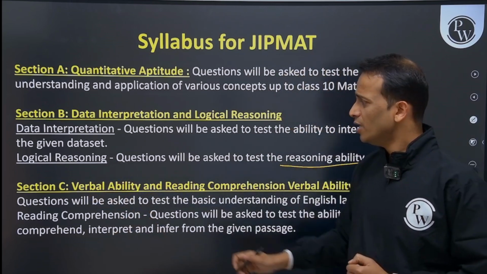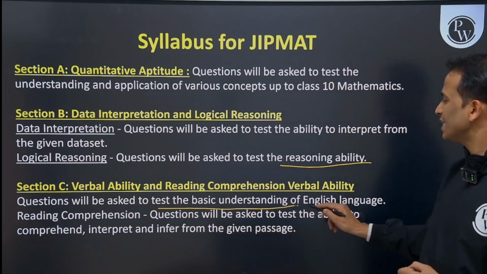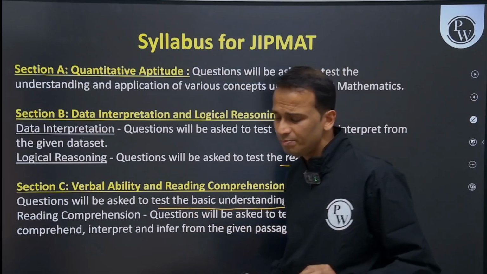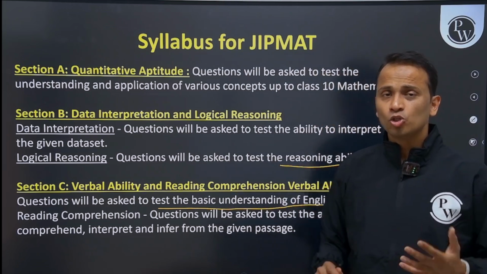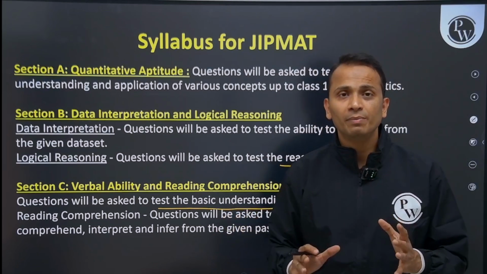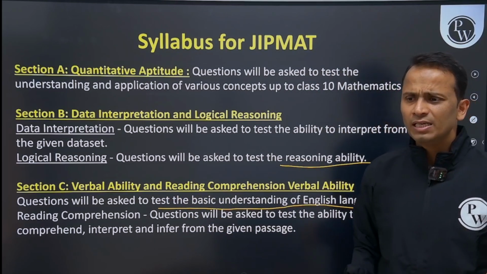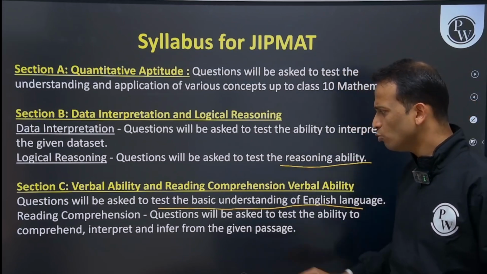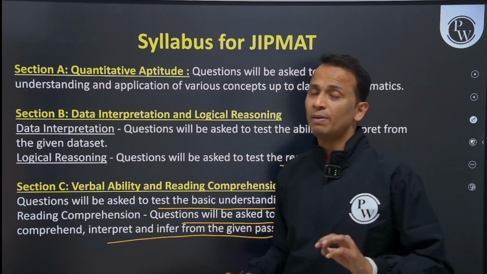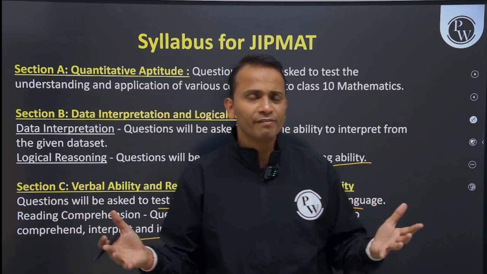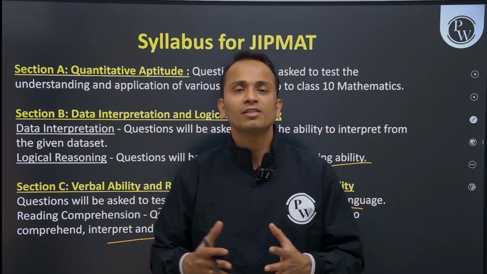Now the third section, verbal ability and reading comprehension. Verbal ability questions will be asked to test the basic understanding of the English language. So it can be anything from vocabulary, sentence correction, grammatical things, right? So anything and everything that is a part of verbal ability can be tested in this section, followed by reading comprehension. Now reading comprehension is nothing that you would not know about. Questions will be asked to test the ability to comprehend, interpret and infer from the given passage. So there will be a passage given to you. You'll have to read it, interpret it, and infer things from that to answer the questions that follow, right?